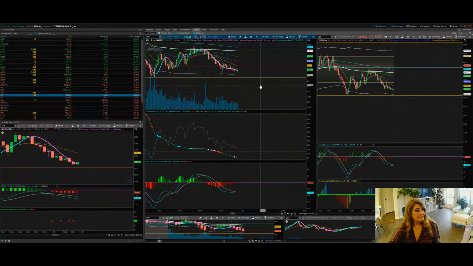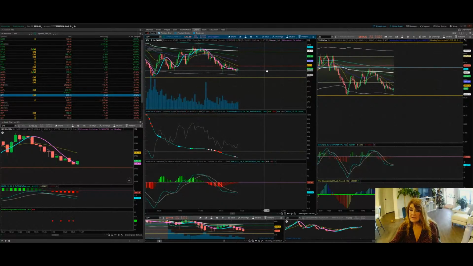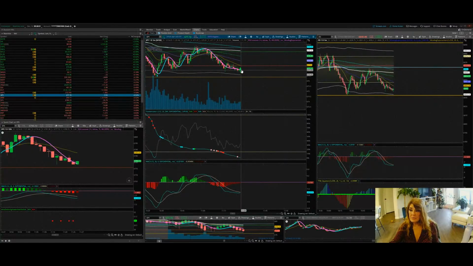All right. We are getting a nice sell signal here. Not going to take it. Like I said, we're going to wait for this move to adjust itself, and then we'll trade again.